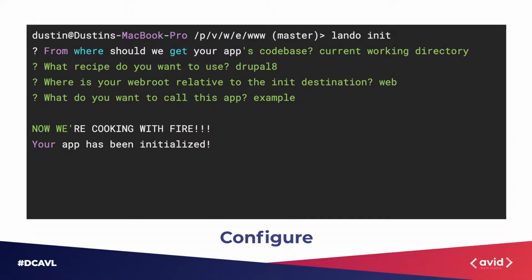So we give it a machine name of example. And that machine name is used to namespace all of your containers, as well as your vanity URL that comes out of the box when everything's set up.